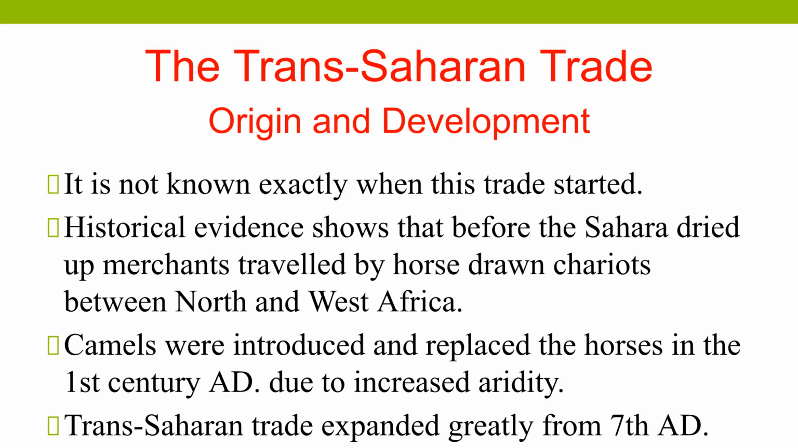The exact start of the trans-Saharan trade is unknown. Initially, merchants used horse-drawn chariots, but camels were introduced around the 1st century AD due to increased aridity. The trade expanded significantly from the 7th century and flourished between the 8th and 16th centuries AD, especially after the Muslim Arabs conquered North Africa.